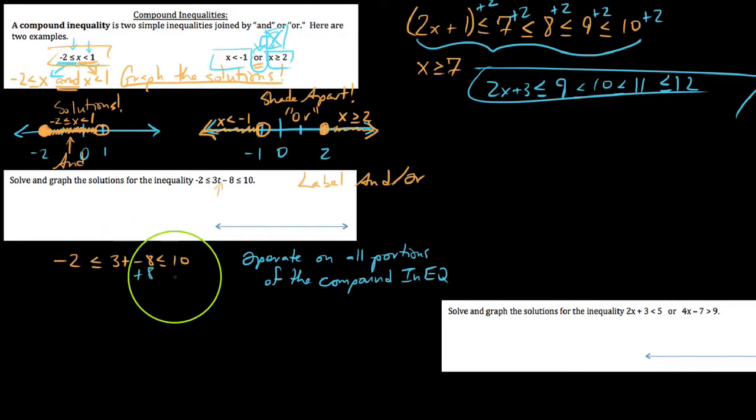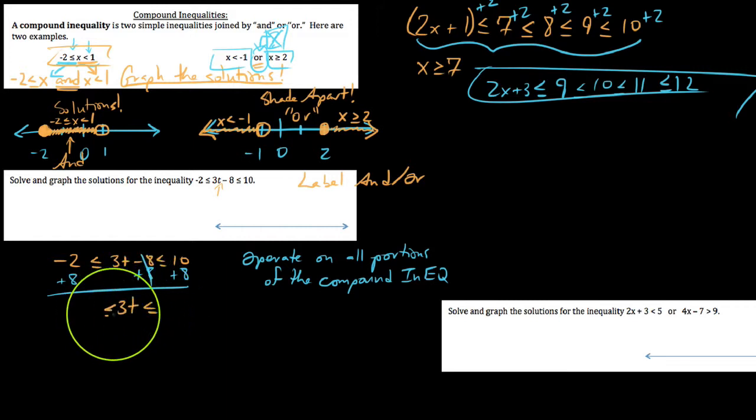So I'm going to add 8. And I'm going to add 8 to everybody. And you need to make sure, by the way, that you add 8 to everybody, if you didn't hear me just say that. So 3t, we say, is trapped in between or equal to 10 plus 8, which is 18. And then negative 2 plus 8 would be a positive 6. So we still have an equivalent statement.